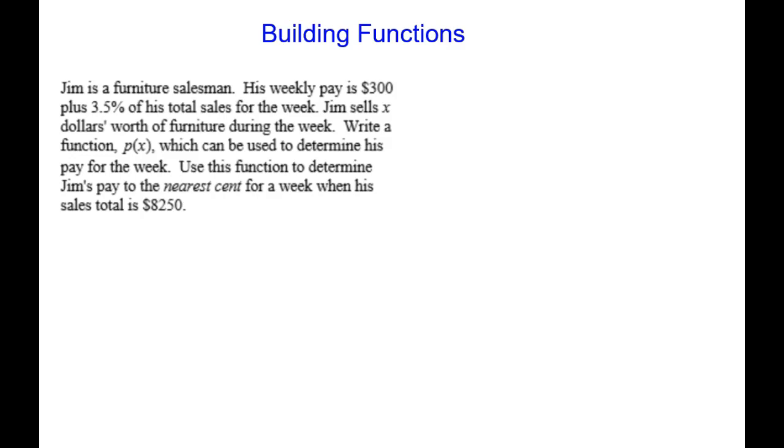To the next example. Jim is a furniture salesman. His weekly pay is $300 plus 3.5% of his total sales for the week. Jim sells X dollars worth of furniture during the week. Write a function P of X which can be used to determine his pay for the week. Use this function to determine Jim's pay to the nearest cent for a week when his sales total is $8,250.